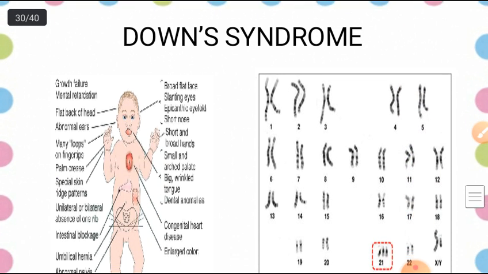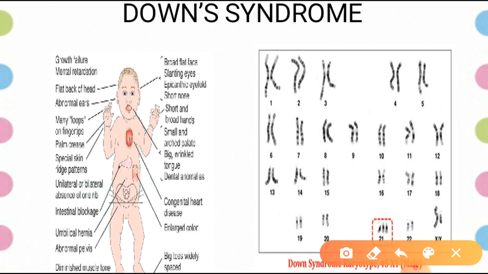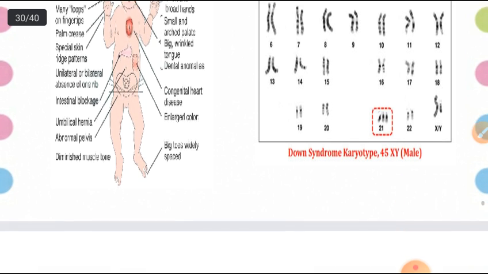So here you can see this picture is called an ideogram or a karyotype. Can you see here in this picture? Every chromosome is in 2 copies. But the 21st one is present in how many copies? 3 copies. So that is why it is called trisomy of the 21st chromosome.